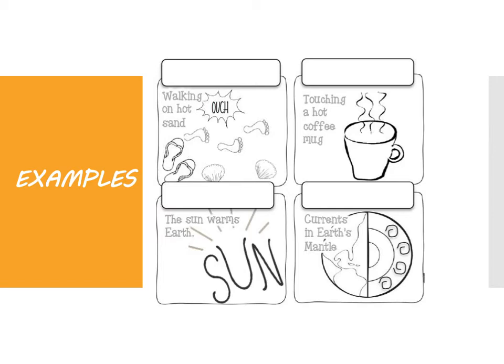Now let's look at the examples in the bottom left corner. We have 4 examples, and hopefully these should be pretty self-explanatory, but let's go through them just in case. The very first thing, walking on hot sand. Walking on it, there's your first clue. Your feet are in contact with the sand, so that's conduction. Your feet feel hot because they're actually touching the hot sand.